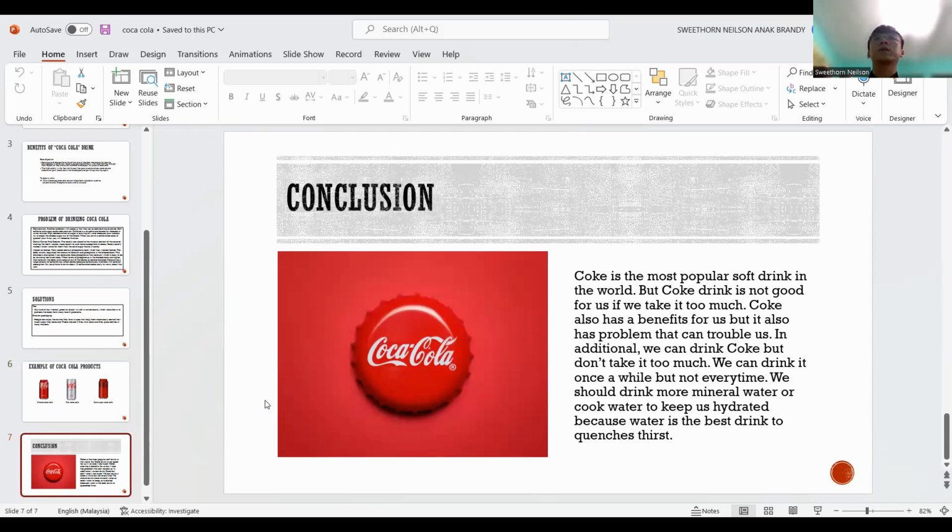For the conclusion, Coke is the most popular soft drink in the world, but Coke is not good for us if we take it too much. Coke also has a benefit for us, but it also has a problem that can trouble us. In addition, we can drink Coca-Cola, but don't take it too much. We can drink it once in a while, but not every time.